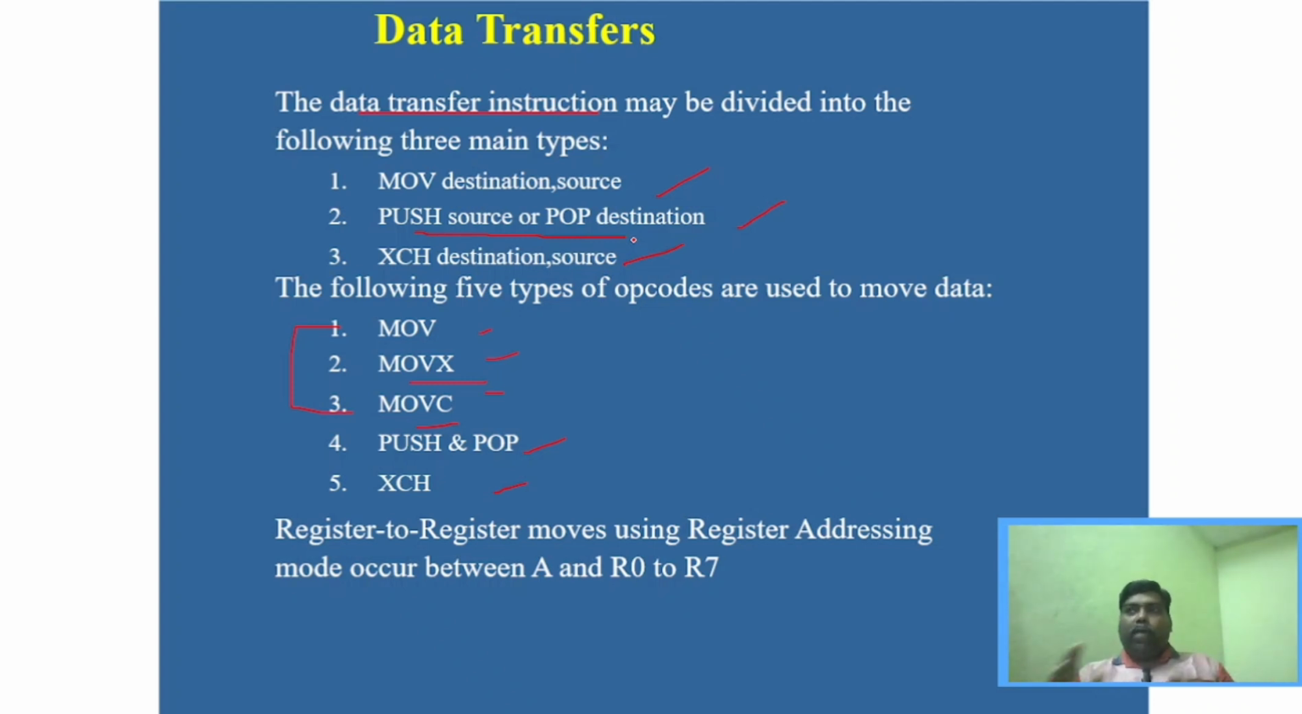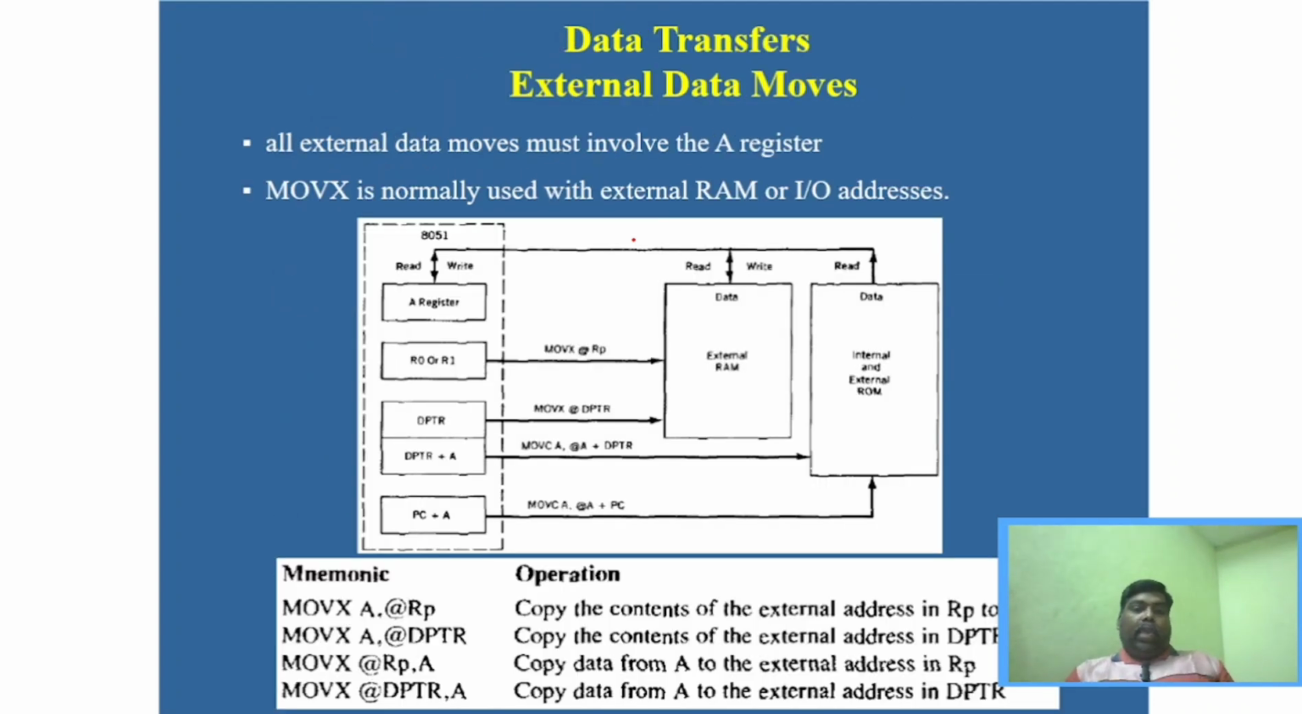And push and pop, I have already said what that operation is, and exchange is nothing but exchanging the nibble values, right? And you can see in this diagram, MOVX accesses the external RAM, and similarly MOVX accesses the external RAM, and MOVC accesses the internal and external ROM. And the normal MOV operation, if it is MOV R1, R2, just between two registers, we can do a data transfer with simple MOV instructions.